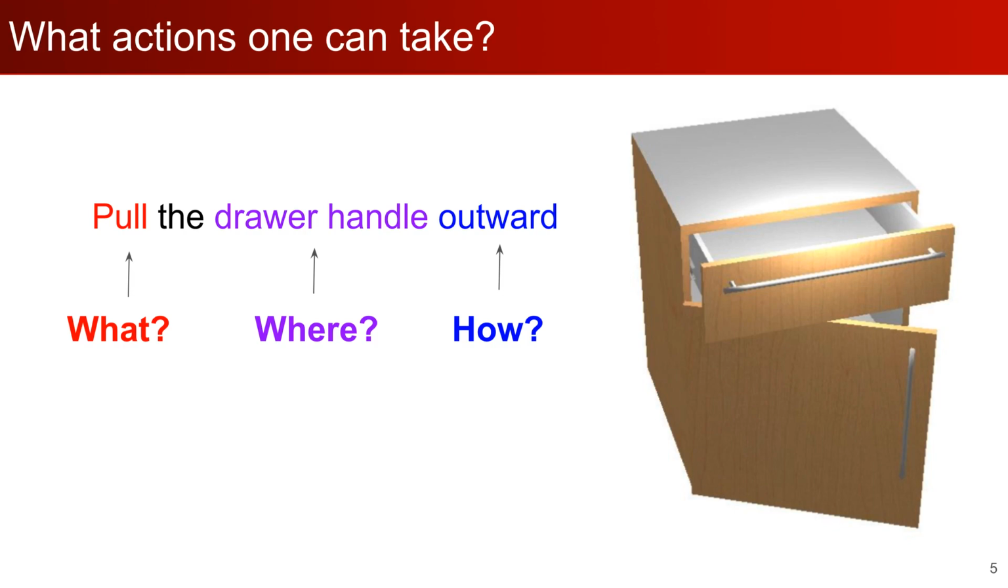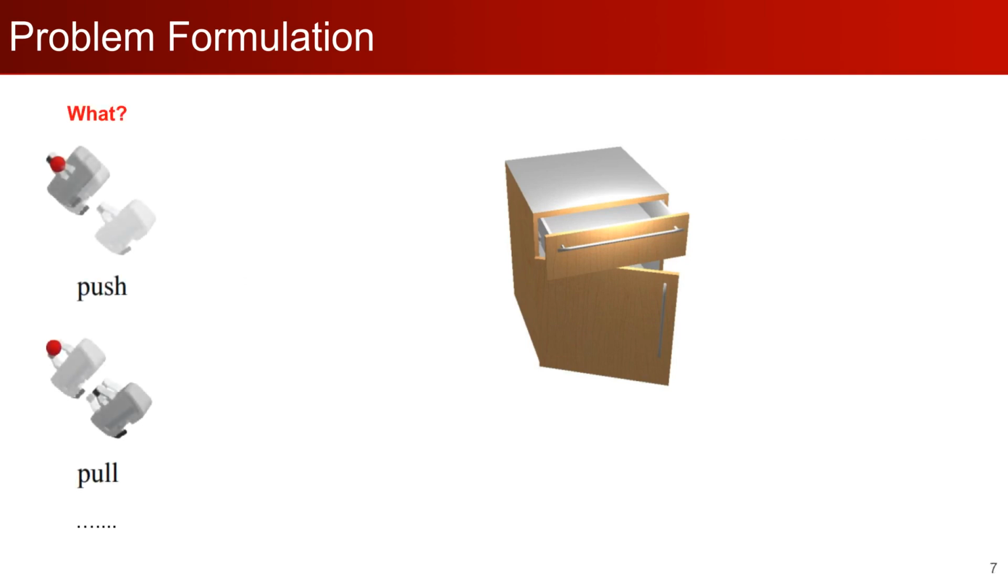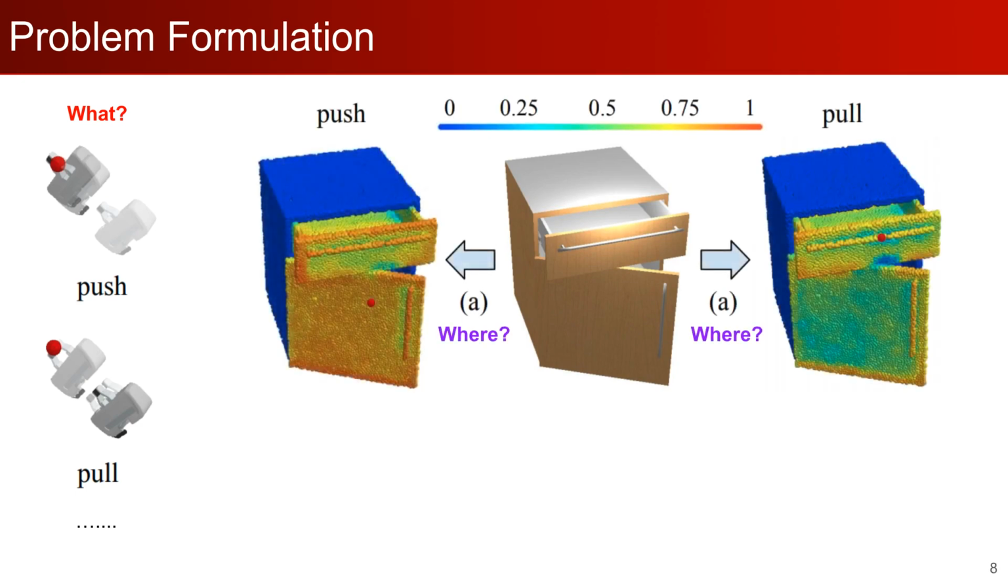We formulate a novel problem to study how robot agents can action over articulated 3D objects. Given this cabinet, we first define an action vocabulary for the what part. One may consider different action primitives, such as pushing, pulling, scratching. Then, for each action type, we train a neural network to predict a dense per pixel visual affordance heat map to answer the where question.